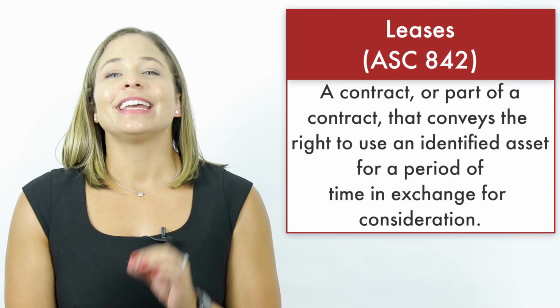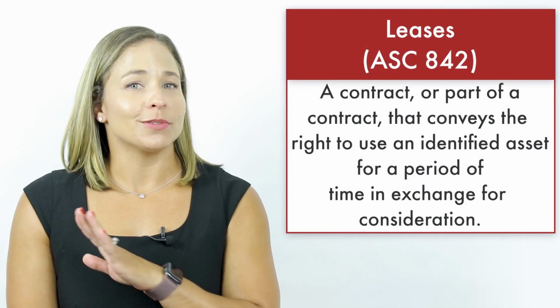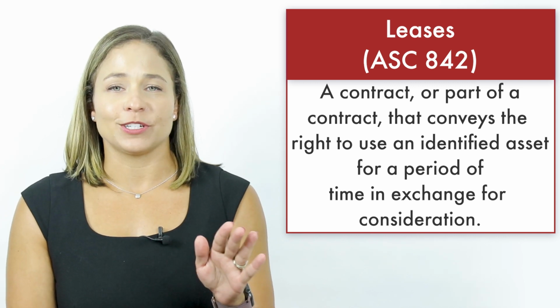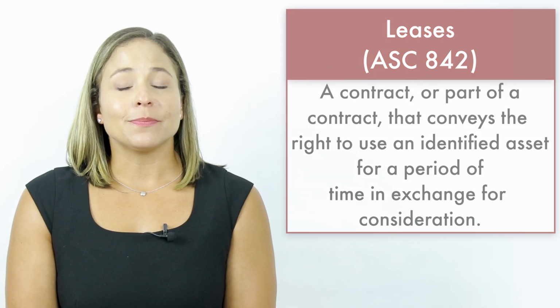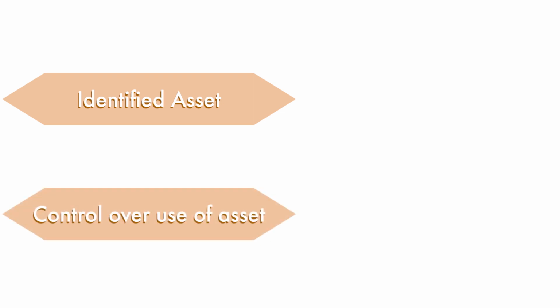ASC 842 leases. The big deal with leases is if a contract is in the scope of ASC 842, it is going on the balance sheet. So it's the most important question we have to answer. In order for a contract to be a lease under ASC 842, there are 2 criteria that need to be met. First, we need an identified asset. Second, we need to have control over the use of that identified asset. If we meet both of those criteria, unless it meets the short-term lease exemption, it is a lease.